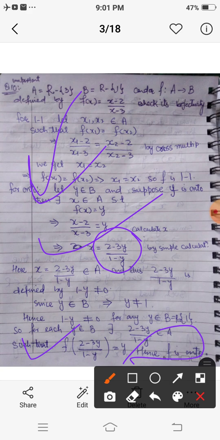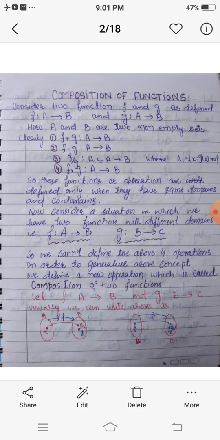So f is bijective from A, where A is R minus {3}, to B, which is R minus {1}. Now we will discuss today's topic, which is the composition of two functions.